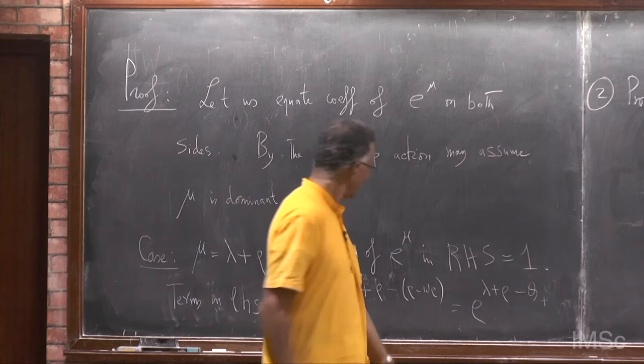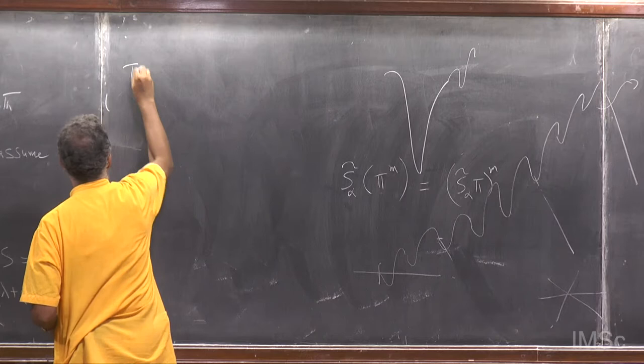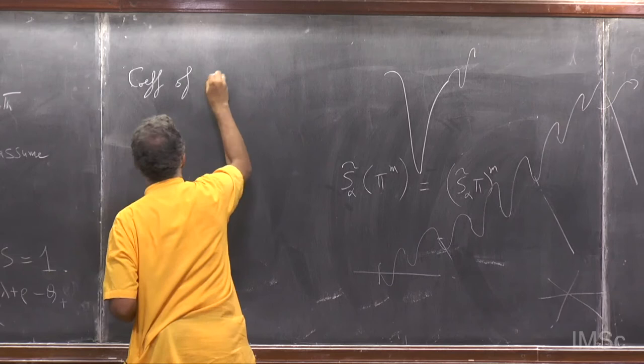Okay, so what we have checked is that the coefficient of e to the lambda plus rho in the LHS is also 1.